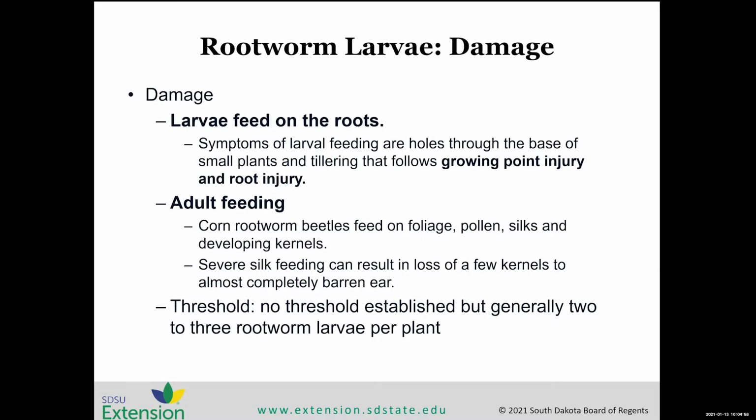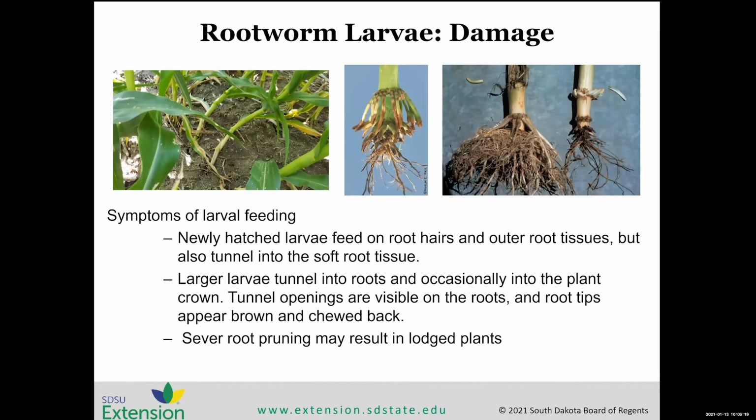The economic threshold, so when you should start thinking about applying an insecticide or some type of control measure, isn't established, but in general, if you have 2 to 3 rootworm larvae down in the roots of your corn plant on average, we recommend that you apply some type of treatment.